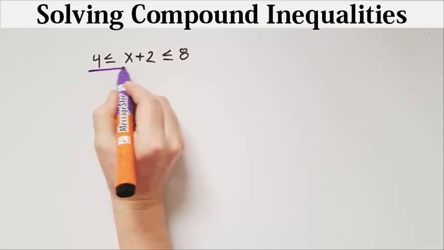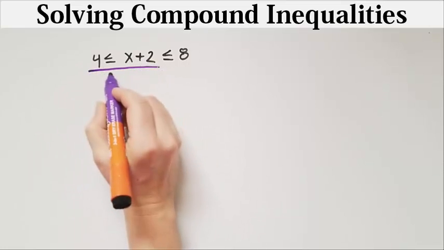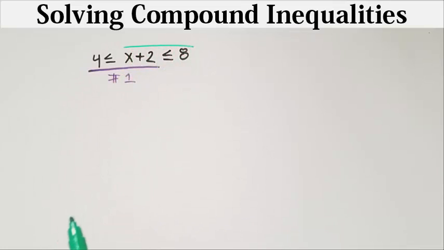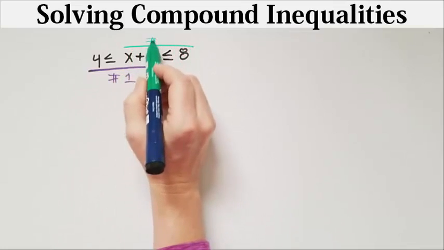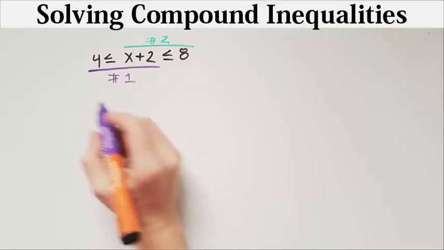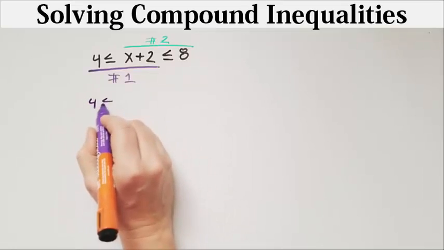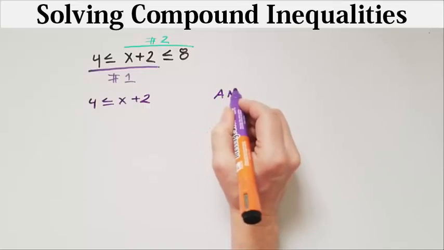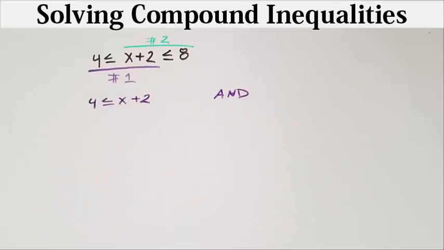The entire first problem, read with the first inequality, is question number 1. The entire second problem, read with the second inequality, is question number 2. So you're just going to break it up into both of those problems. Our first problem was 4 is less than or equal to x plus 2. This was connected by a giant and, because if they're squished together, they're and problems.